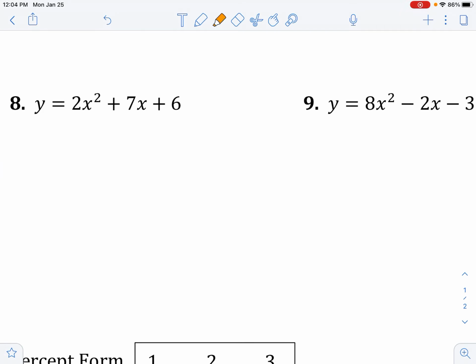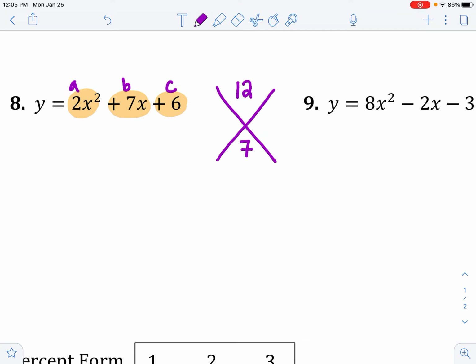All right, here is my next one. So first things first, look for greatest common factor, look for a GCF. This time they don't have anything in common. Make my x. This is A, this is B, this is C. I'm going to do A times C, 2 times 6, which is 12. B goes down here, which is 7. So I need two numbers that multiply to give me 12, and when I add them, I get 7.